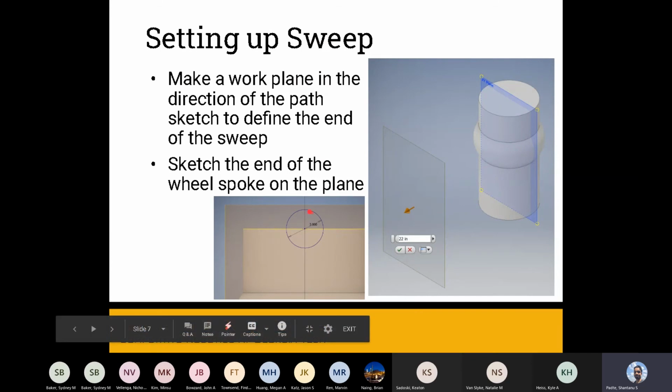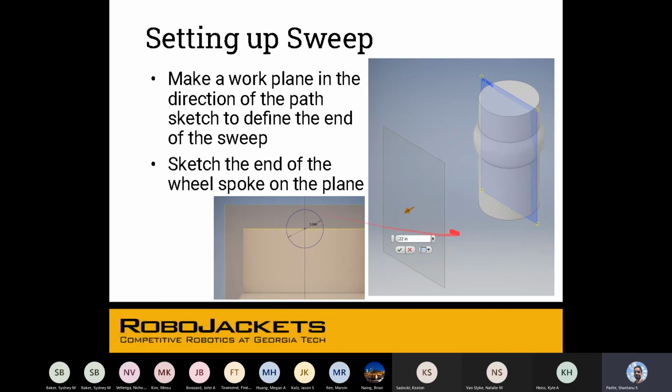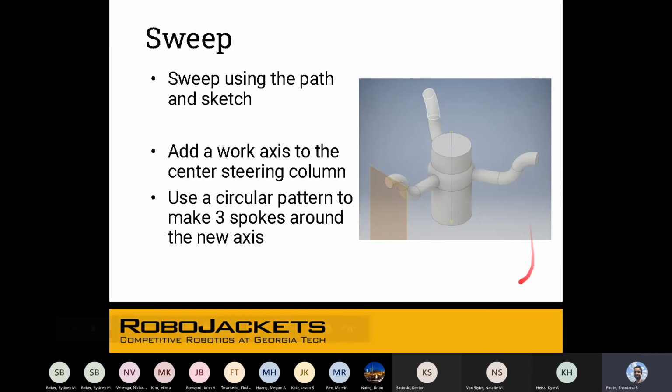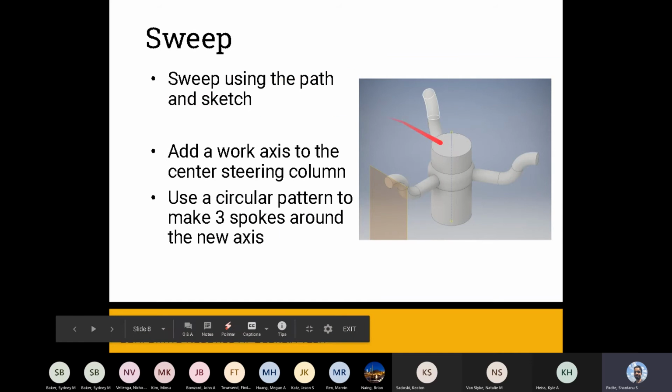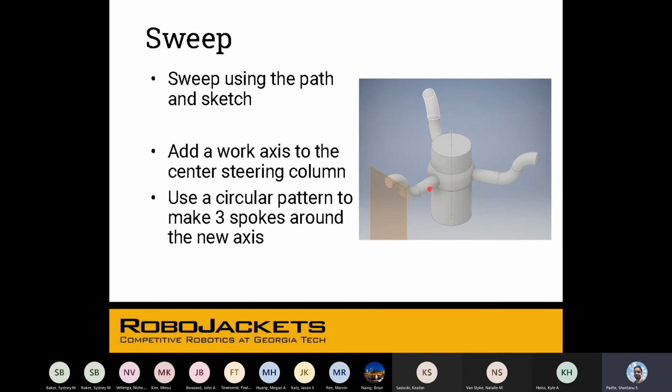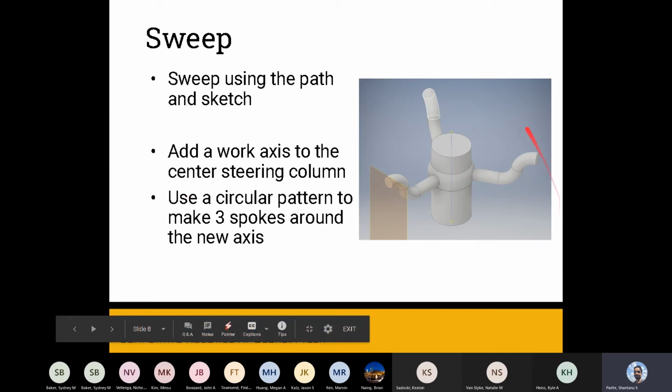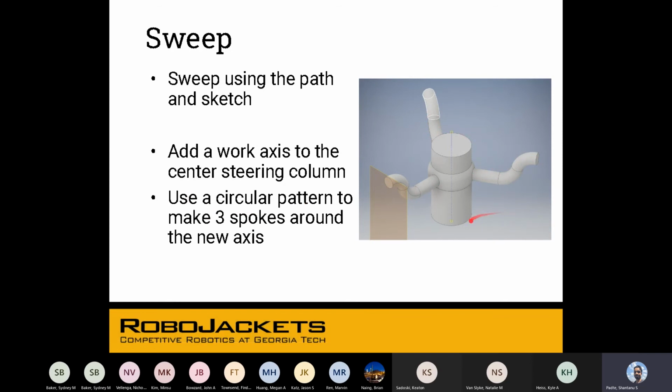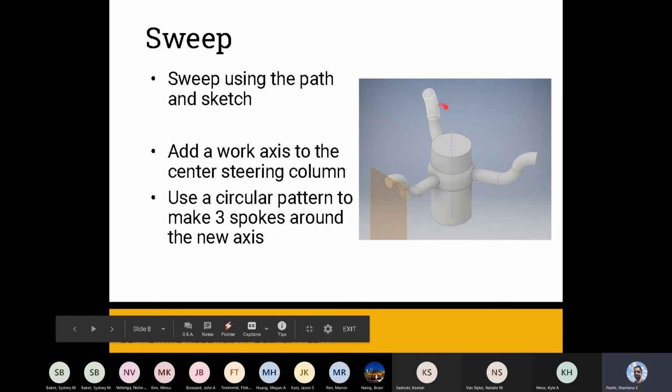And then you want to draw the profile of the spoke. So you'll just make a sketch on one of these planes. And then you sweep using that path and sketch. And so this is how you get it. And you can use a circular pattern to make the 2 other spokes. So you create one, and then you just use a pattern to duplicate these. And remember to add a work axis in the middle, because that'll be useful for a lot of things.